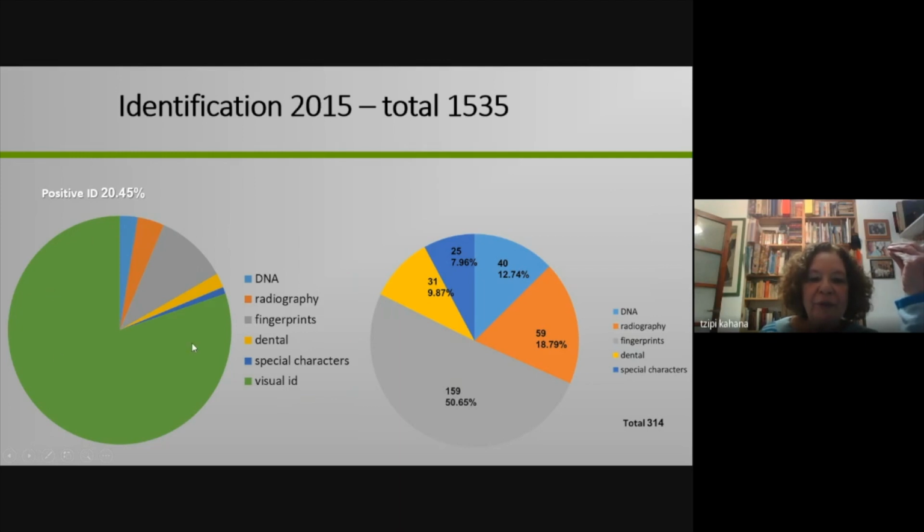About 80% of the cases will come identified or will be visually identified by relatives within a very short period of time of the arrival of the cadaver. And what you have here is that from those 1,500 some odd cases, we have about 315 cases that required special identification. And if we look at the dental identification, it's about 10% of the cases, give or take.